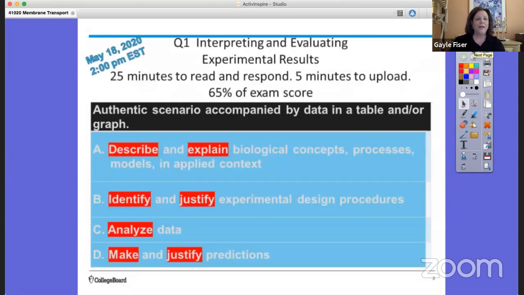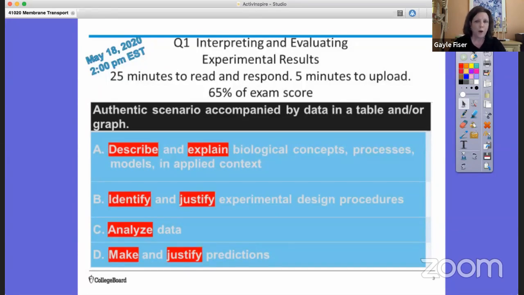On May 18th, 2020, you're going to have an AP biology exam at 2:00 p.m. Eastern Standard Time. This is the last day that I'm going to go over this with you, because I've been doing it for a week now, and I think everybody knows this. Question 1 will be interpreting and evaluating experimental results. You'll have 25 minutes to read and respond, 5 minutes to upload, and this will be 65% of your exam score. It'll be based on an authentic scenario accompanied by data in a table and a graph.